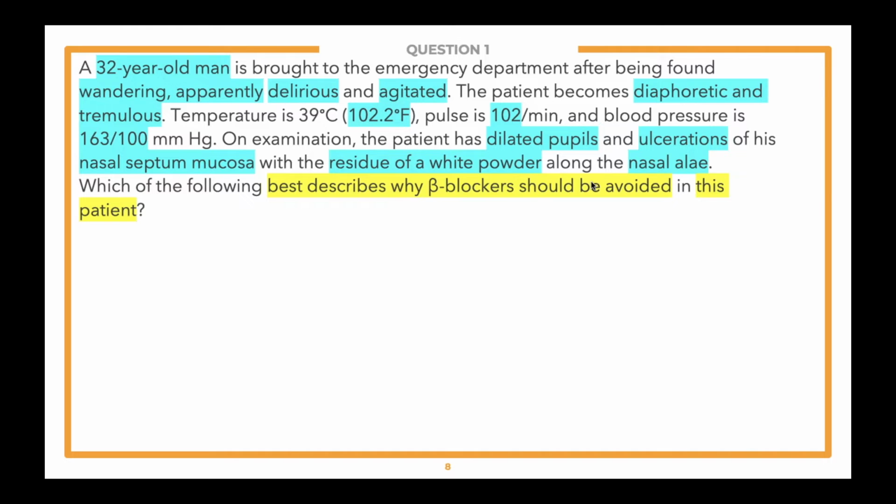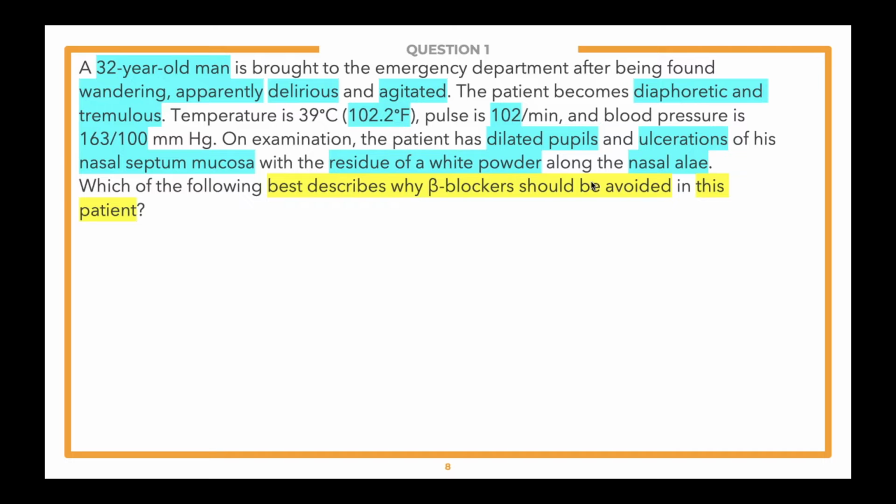And so starting off, we generally are given demographics. And in this case, we're given that this is a 32-year-old male. So, you want to make note of that because that can automatically start to clue you in on what you should be thinking about, okay? And then a lot of times, the next thing they're going to tell you is why are they coming to see the doctor? Why are they in the emergency room?